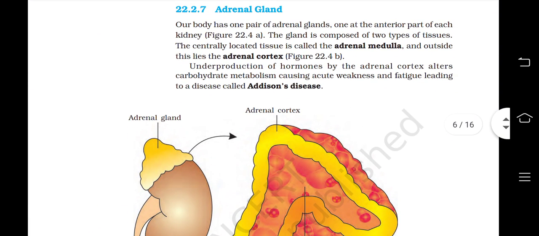Adrenal gland. Our body has one pair of adrenal glands, one at the anterior part of each kidney. The gland is composed of two types of tissues. The centrally located tissue is called the adrenal medulla, and outside this lies the adrenal cortex. Underproduction of hormones by the adrenal cortex alters carbohydrate metabolism, causing acute weakness and fatigue, leading to a disease called Addison's disease.